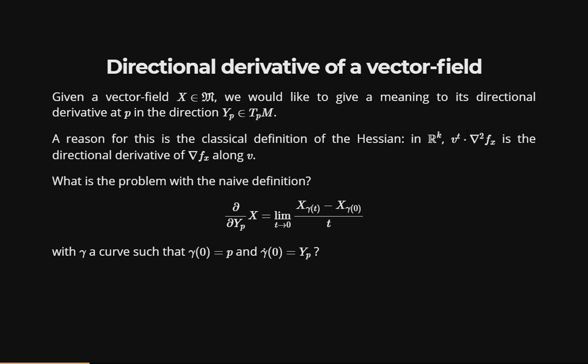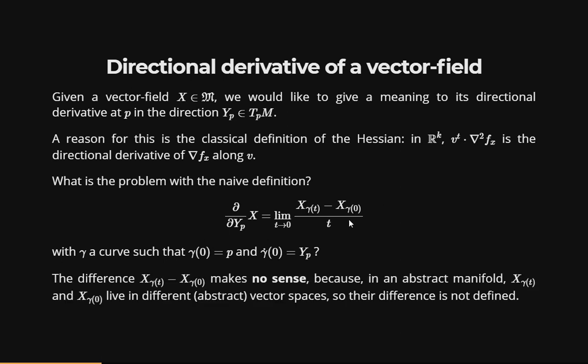Okay, naive definition. The directional derivative of X in the direction Y_p is the limit for t that tends to 0 of X(gamma(t)) minus X(gamma(0)) over t, with gamma a curve such that gamma(0) is p and the tangent vector of gamma at 0 is Y_p. That's the definition we give for functions. Here there should be f of gamma(t), f of gamma(0). So the point for a vector field is the subscript, it's the definition for the function.